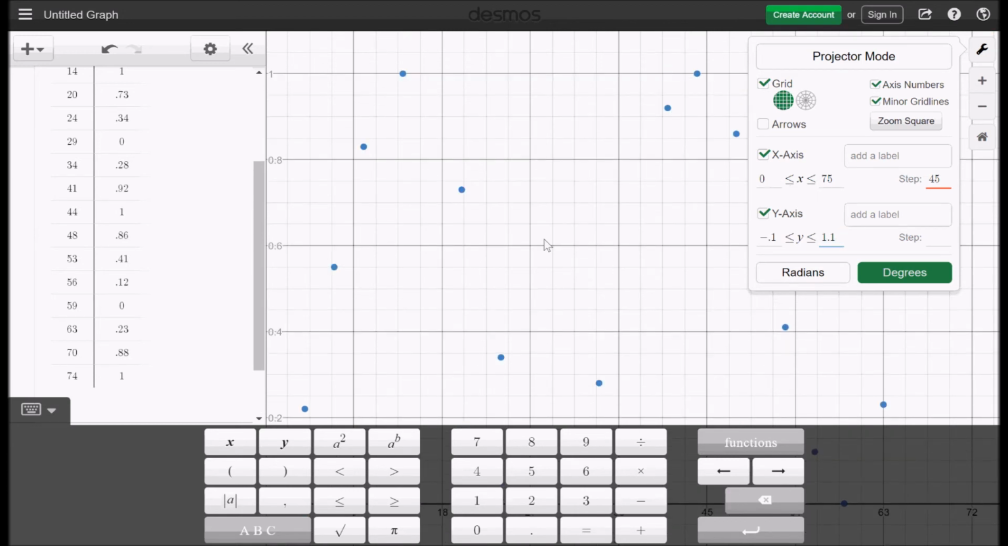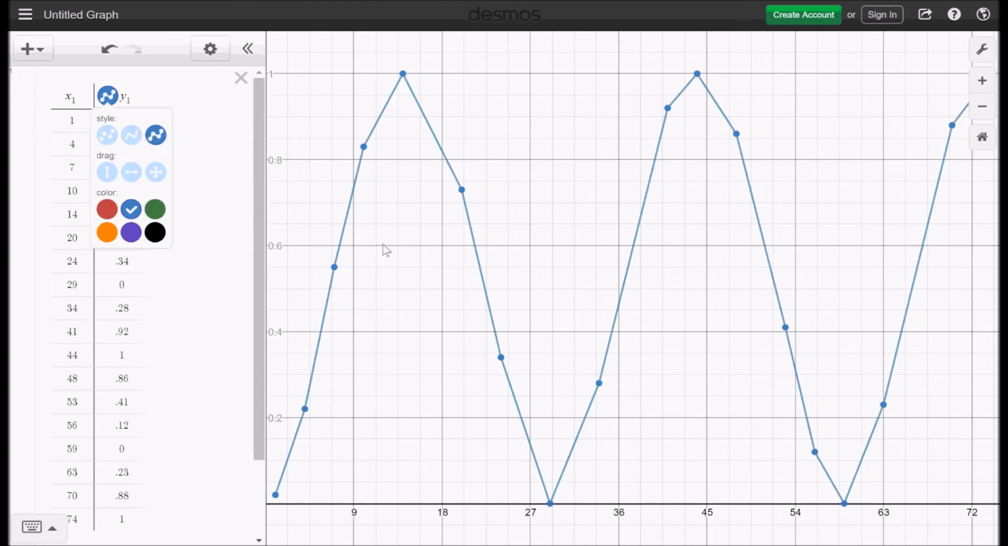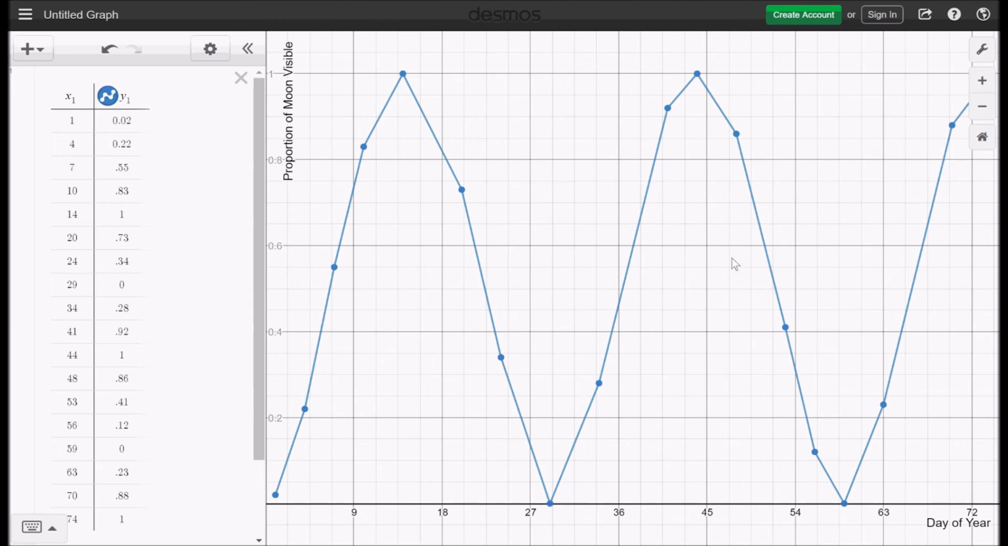So that way we can see the x-axis. So right here, if you can tell, it definitely looks like it could be sinusoidal. And if I were to connect my dots, it definitely, again, looks like it's sinusoidal. It's not smooth because it's drawing straight lines from each point to each point, but it's definitely got that sinusoidal feel to it. The last thing I want to do is label this right here, day of the year, and then up here on the y-axis, we're going to label this proportion of moon visible. Okay, so this is what we're looking at right here.